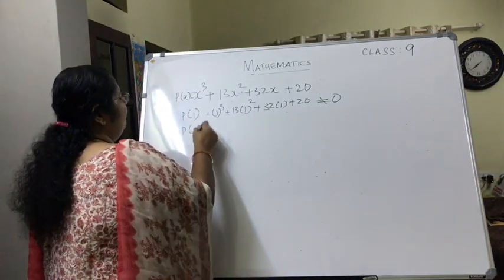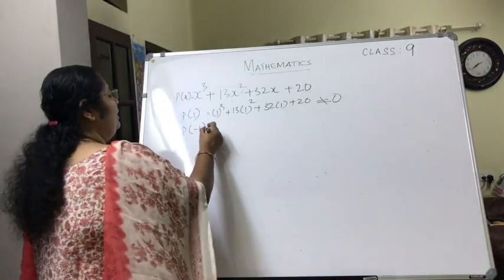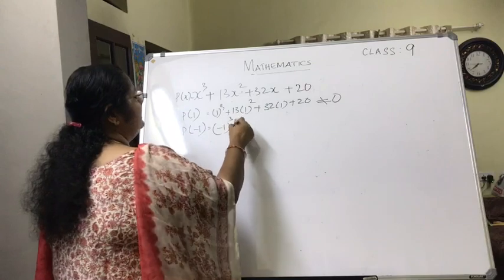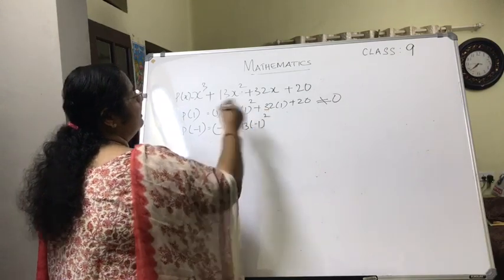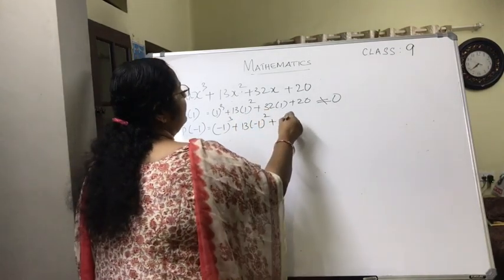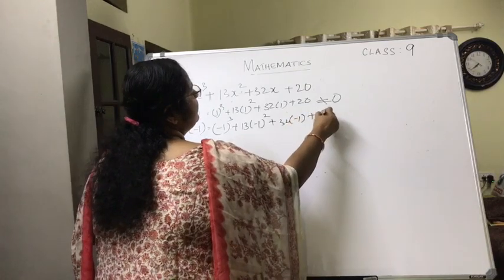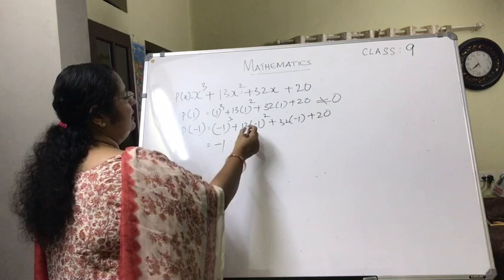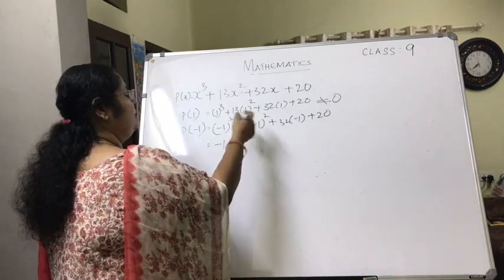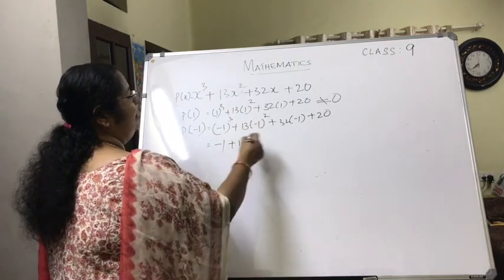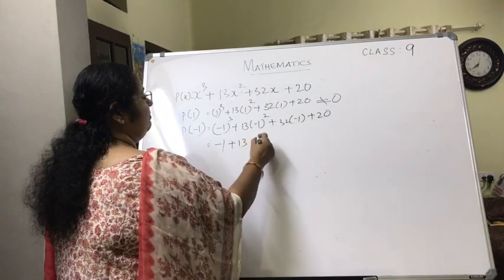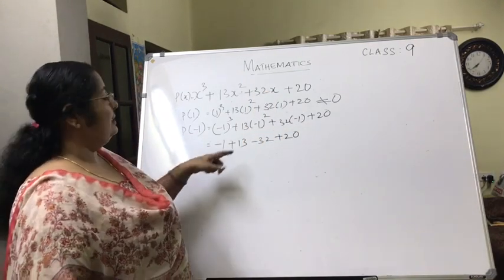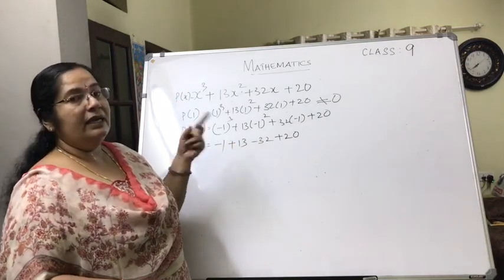Let us find P of minus 1. So P of minus 1 will be minus 1 the whole cube plus 13 into minus 1 the whole square plus 32 into minus 1 plus 20. Minus 1 cube will be minus 1. Minus 1 square is 1. So 13 into 1 is 13. 32 into minus 1 is minus 32 plus 20. Now how will you add this? Take all the positive quantities together, negative quantities together.